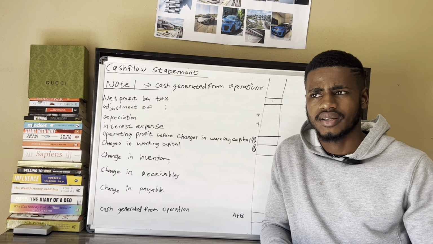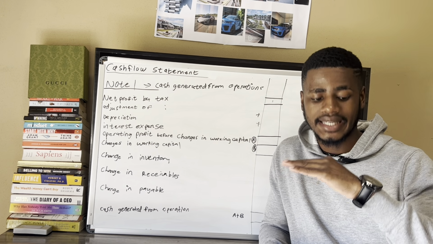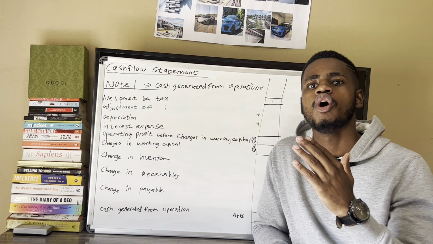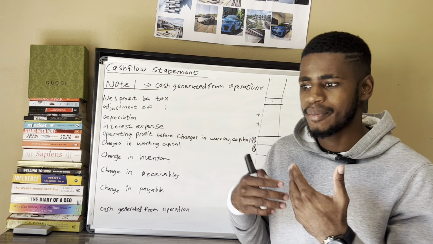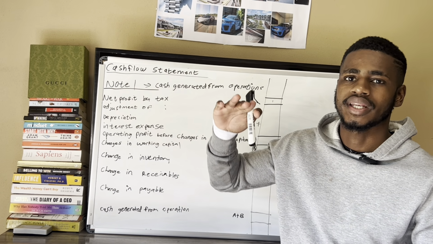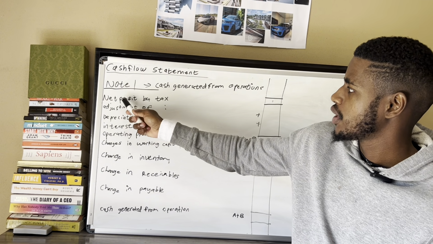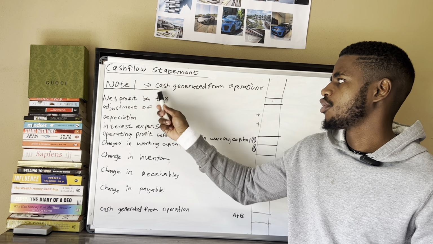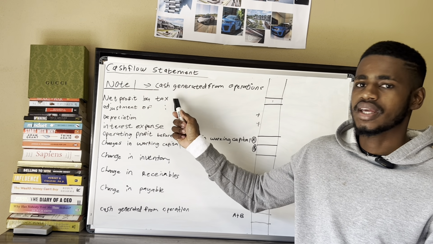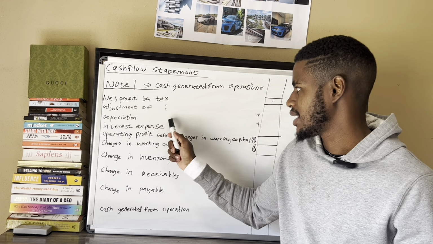What is depreciation? Remember, depreciation is the decrease in the value of an asset. So there is no cash that is coming out. It's just that our assets are going down in value. Now, in our net profit before tax, remember income statement, we have already subtracted the depreciation, so we need to add it back.